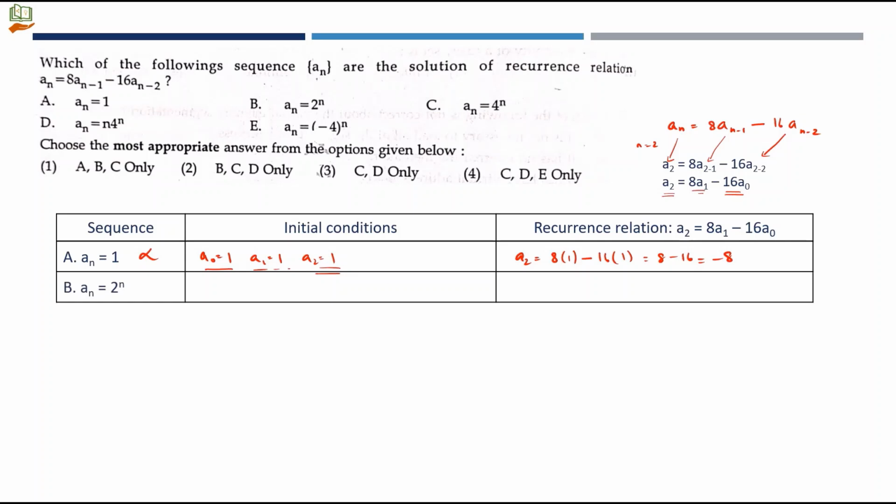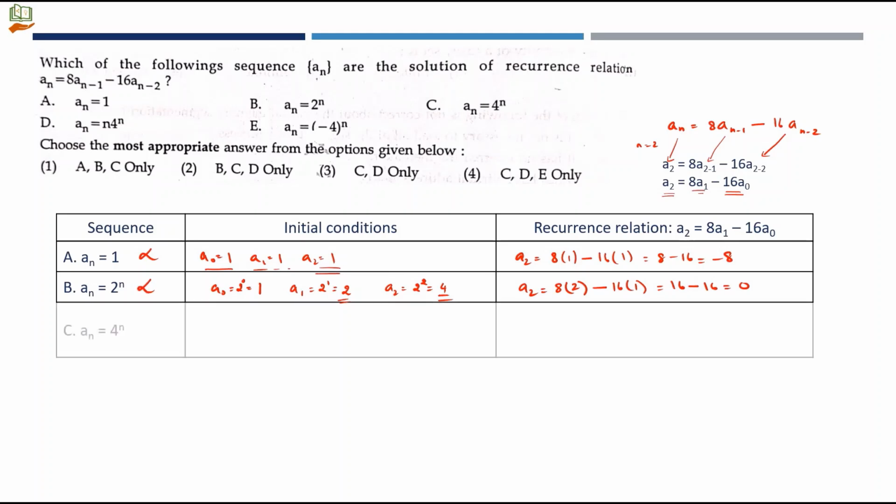Let's go for B. We have An is equal to 2 power n. What is A0? It is 2 power 0, which is equal to 1. Then we have A1, which is equal to 2 power 1, which is equal to 2. Then what is A2? 2 power 2, which is equal to 4. Now let's substitute in recurrence relation. A2 is equal to 8 into, what is A1? It is 2 minus 16 into, what is A0? It is 1. 8 into 2 is 16 minus 16 into 1 is 16, which is equal to 0. Here we are getting 4 and here we are getting 0. So this is also not a solution.